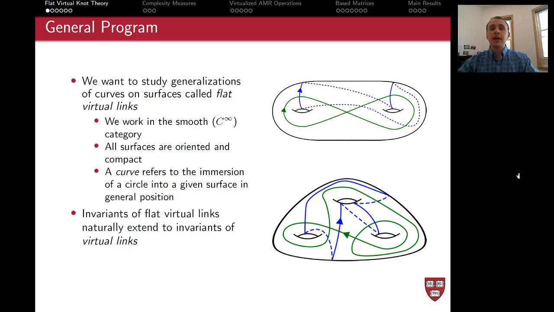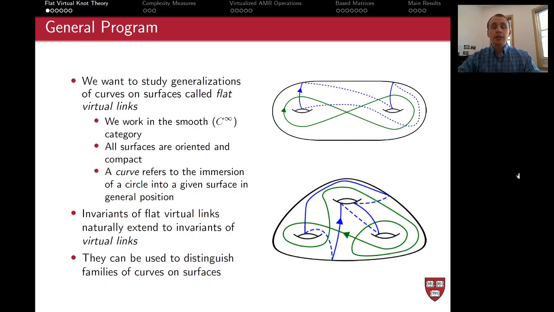So any invariant of a flat virtual link is necessarily an invariant of an associated virtual link. Now, maybe that's enough for you, maybe that's what you care about, but what I'm really interested in are the ways in which these invariants can be used to distinguish families of curves on surfaces. So the invariants that we're going to build, since they're coming from something that is effectively a collection of curves on a surface, you can distinguish between a couple collections by using them. At least that's the idea.